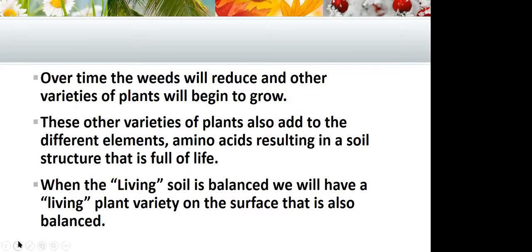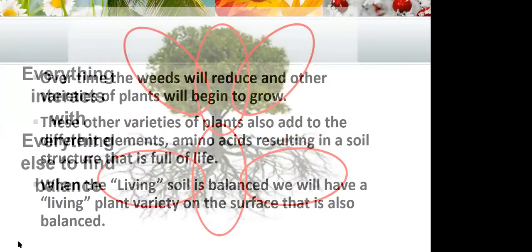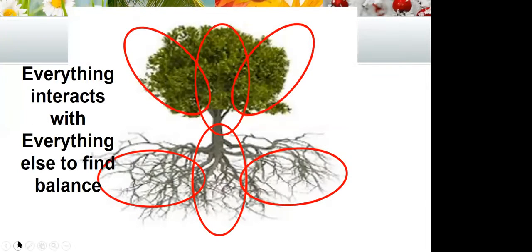Over time, the weeds will reduce and other varieties of plants will begin to grow. These other varieties of plants also add to your different elements and amino acids, resulting in a soil structure that is full of life. When your living soil is balanced, you'll also have a living plant variety on the surface that is also coming into balance. So we essentially get back to the same principle, where everything is interacting with everything else to find this balance. And that's what nature is always striving for.